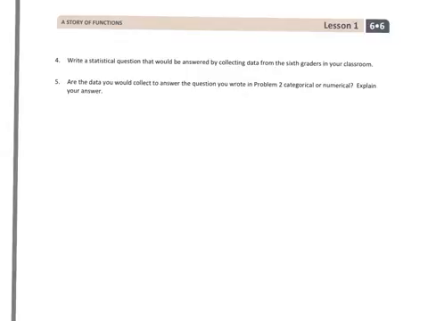So here we are on page 2, and it says, write a statistical question that could be answered by collecting data from the 6th graders in your class. So my statistical question would be, what is the height of each kid in the 6th grade? So now I have my statistical question. 5 says, are the data you would collect to answer the question you wrote in problem 2 categorical or numerical? I'm going to say it's numerical because heights are going to be measured in inches, and I know that inches are numerical. So when I do my explanation, it's going to be because inches are done in numbers.